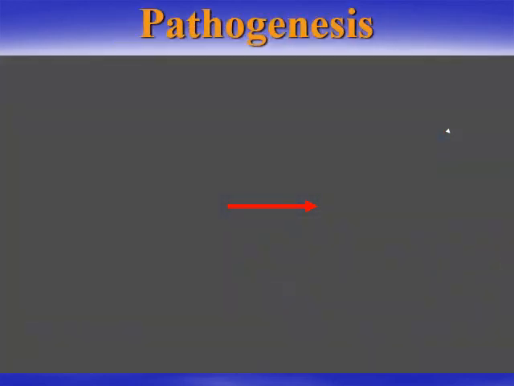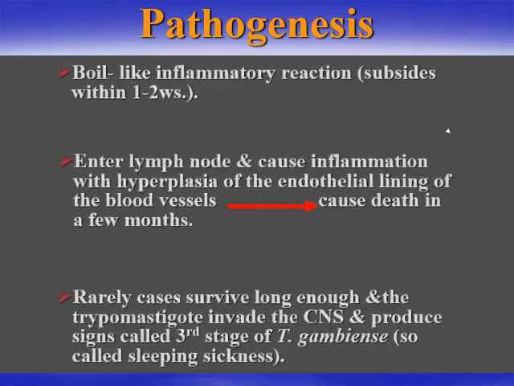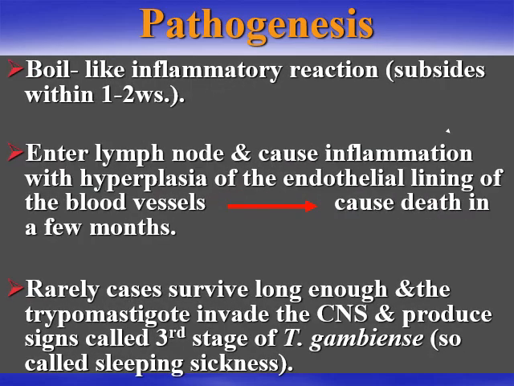Pathogenesis of this disease: the bite of the vector produces a boil-like inflammatory reaction. This subsides within 1 to 2 weeks. Then the parasite enters the lymph node and causes inflammation with hyperplasia of the endothelial lining of the blood vessels. This leads to death in a few months.